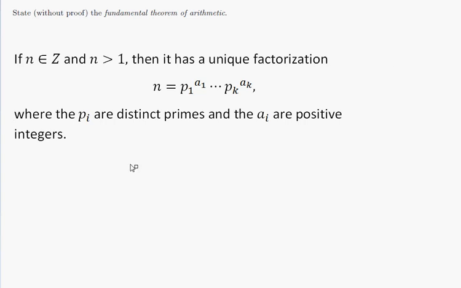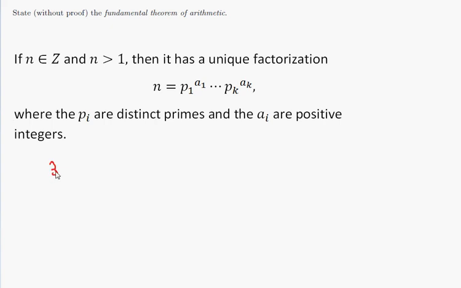N is equal to a prime to some power times a bunch of other primes to some other powers, where the p sub i are distinct primes and the a sub i are positive integers. The basic principle behind this is the idea of factor trees, which you probably learned when you were in school.